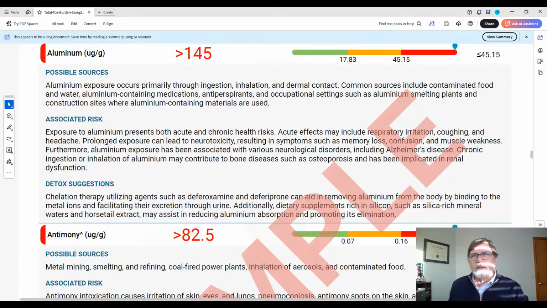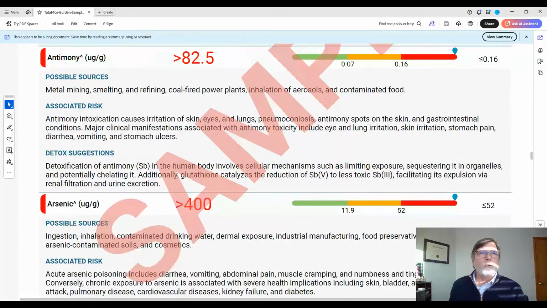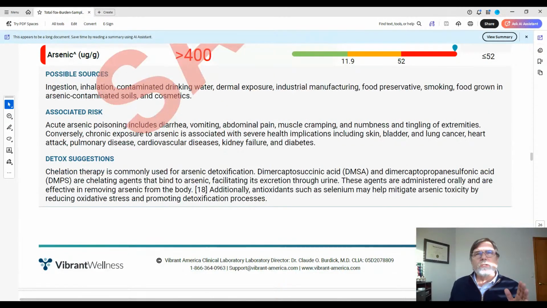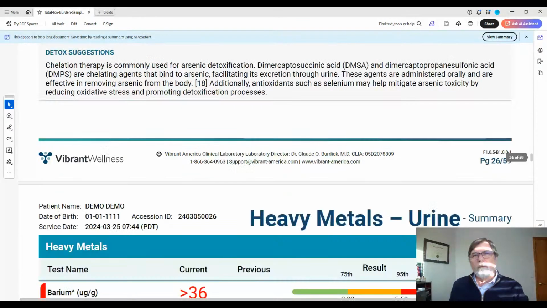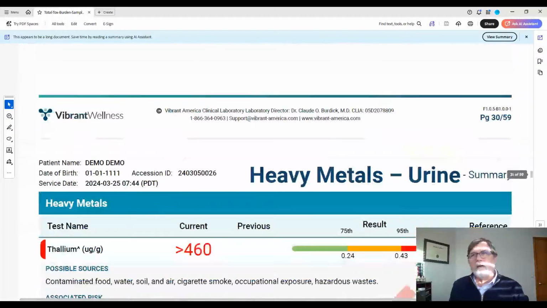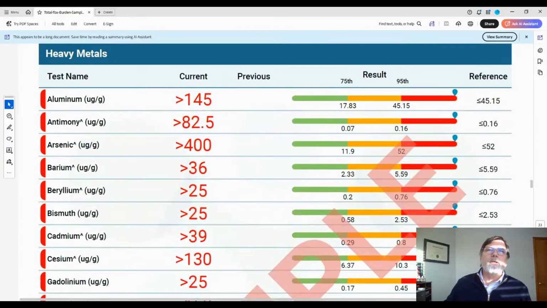Associated risks, it talks extensively about that. Detox suggestions, it talks about what kinds of products might be helpful. So here's antimony, detox suggestions again, and so on. So again, every single thing on this test is going to be in this summary because it's the high demo. So I'm going to skip through all of these and take you down to the list of things that they check for. Normally what would happen is there would be maybe 2 or 3 or 5 things in the summary, and then the entire list would be here.